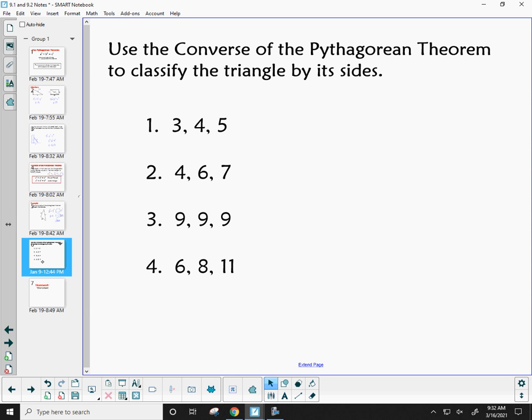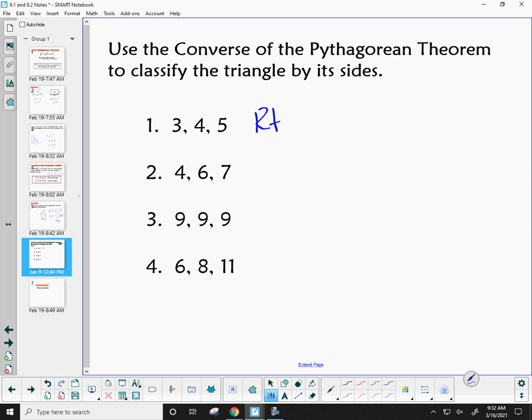Would anyone like more time? Okay, how about the first one? That's the right triangle, a 3-4-5 triangle, because that's kind of a famous one. Yes, do you know that? Do you know that it's a famous one?